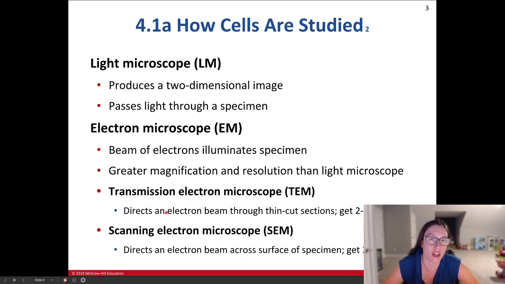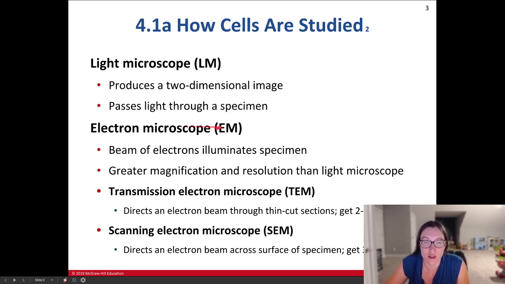So there's a couple different types of microscopes. The most common and the one we'll use is the light microscope. It produces 2-dimensional images by passing light through a specimen. So this is kind of most common that you've probably used before.